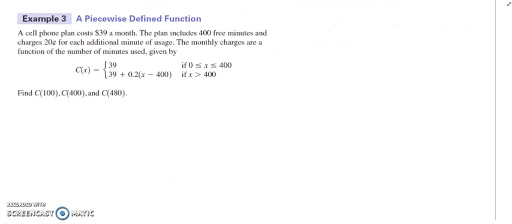Hey, you remember piecewise functions from last year? A cell plan costs $39 a month. The plan includes 400 free minutes and a charge of 20 cents for each additional minute. The monthly charges are a function of the number of minutes given by. Okay, so what this is saying is I have two equations as an option for cost. If you use within the 400 minutes, so up to being equal to 400, it is just $39 a month. But for every minute you go over 400, that's going to be the 39 plus 20 cents for every minute I go over 400. So that's what the x minus 400 is.